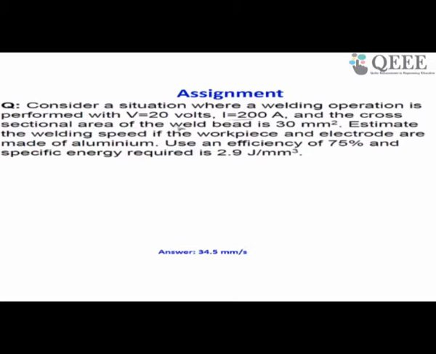What is your net heat input? Net heat input equal to 0.75 into 20 into 200, with net efficiency 75%. So this is the net heat input, which is nothing but around 3000 joule per second. What is the heat required to melt?